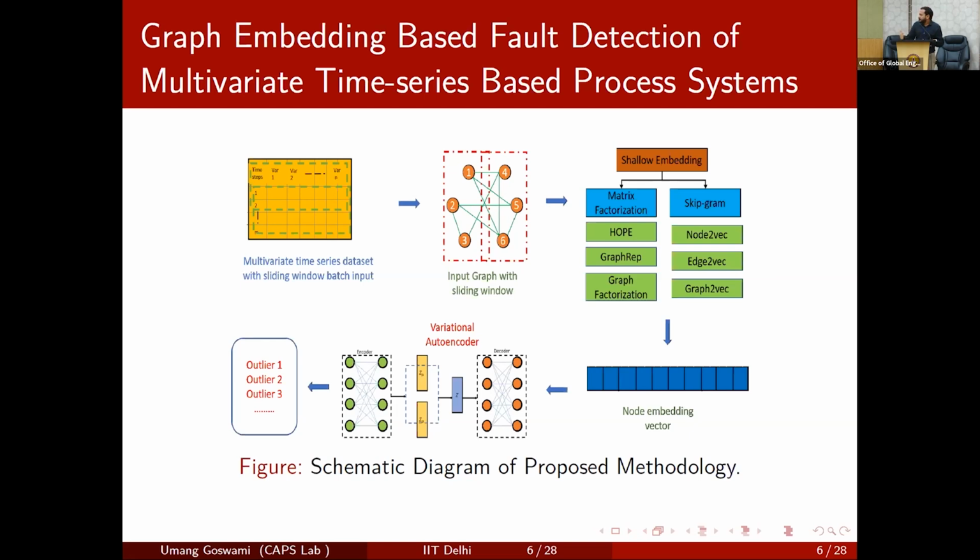But our main motive is to extract the mathematics that it is hiding. So we extract the node embedding vector, and then we feed it to a variational autoencoder. The variational autoencoder I will be discussing in the subsequent slides, and then we rank out the anomalies. So let's say that a particular value is exceeding a threshold, we count that as an anomaly. Moving on.